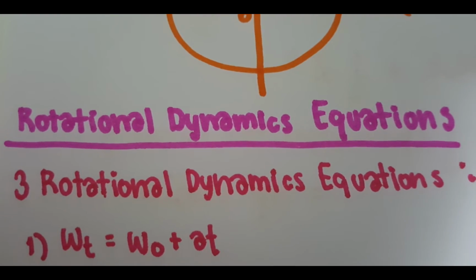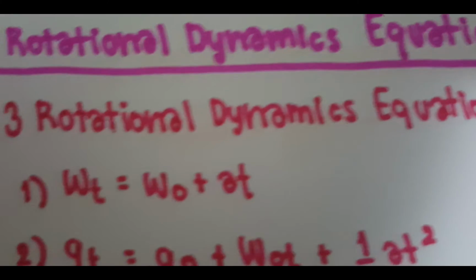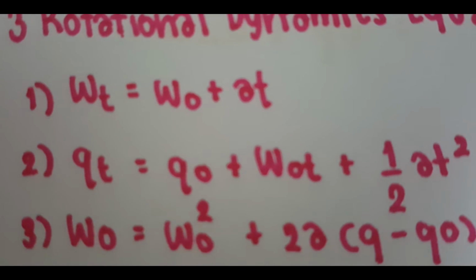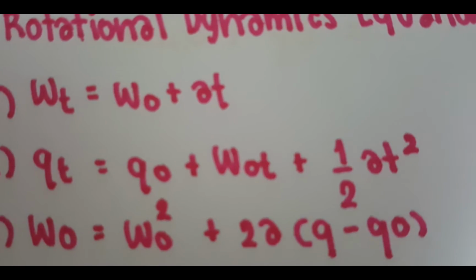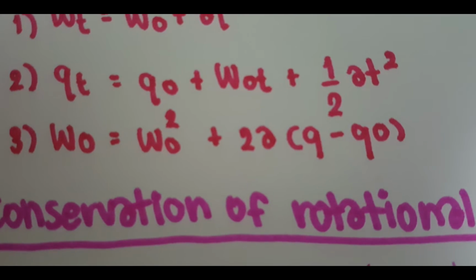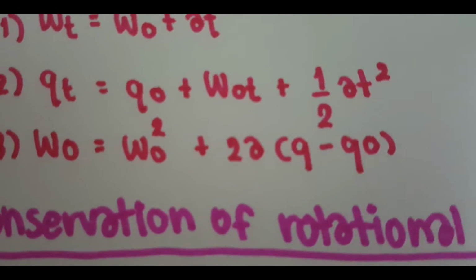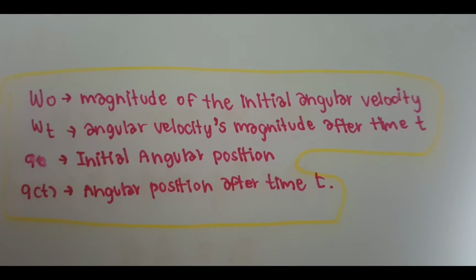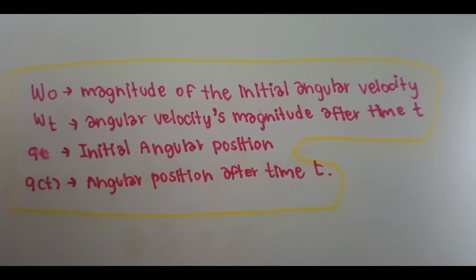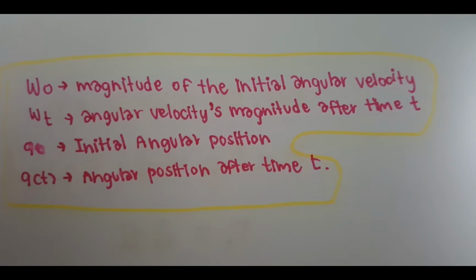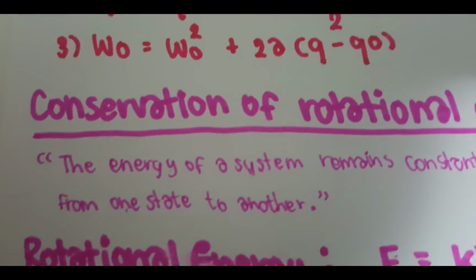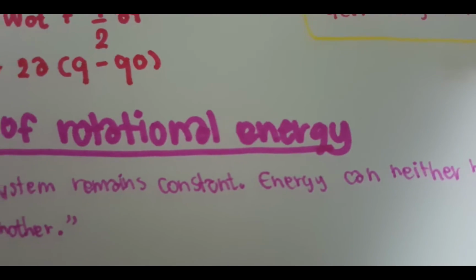There are 3 rotational dynamics equations. They are ωt equals ω0 plus αt, θt equals θ0 plus ω0t plus 1 over 2 αt squared, and ωt squared equals ω0 squared plus 2α times (θt minus θ0), where ω0 is the magnitude of the initial angular velocity, ωt is the angular velocity's magnitude after time t, θ0 is the initial angular position, and θt is the angular position after time t.